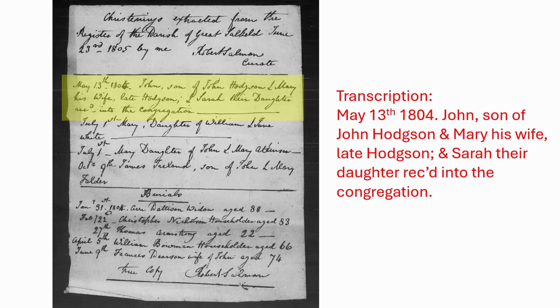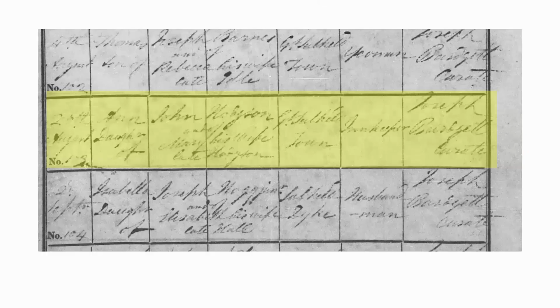From there, I continued to look through the images of the original parish register because I couldn't find them anywhere else. And I found 6 other children who were christened, their parents being identified as John Hodgson and Mary Hodgson. Here is an example of one of them, Anne, who I found. She was born in 1821.